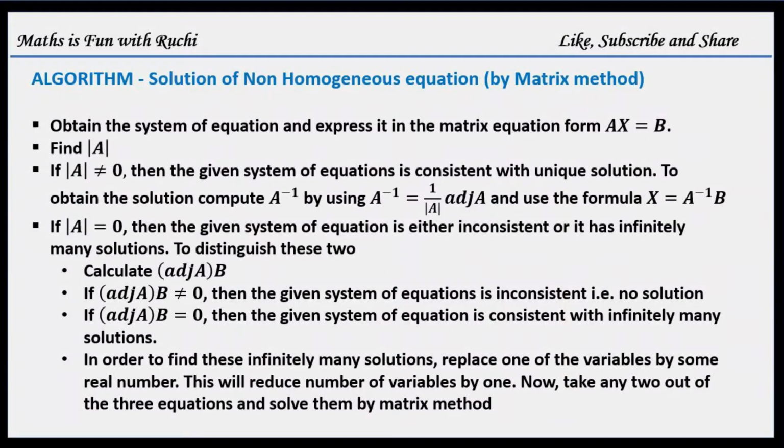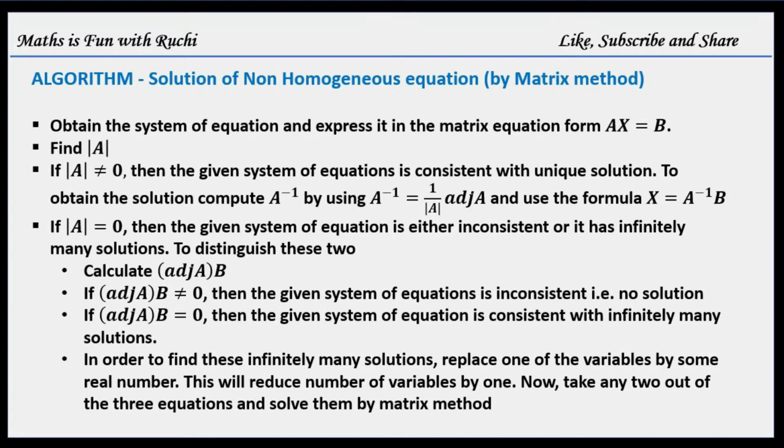First, obtain the system of equations and express it in the matrix equation form AX = B. Find determinant A. Next step is, if determinant A is not equal to 0, then the given system of equations is consistent with a unique solution. To obtain the solution, compute A inverse using A inverse equals 1 upon determinant of A into adjoint A, and use the formula X is equal to A inverse B.